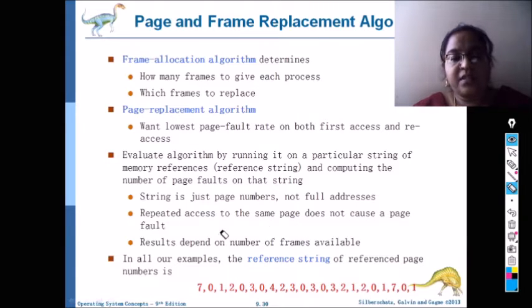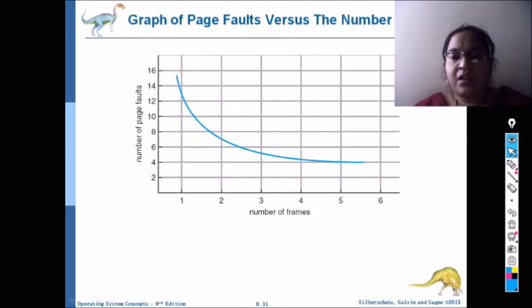Results depend on the number of frames available. The first reference may be a page fault, but if you are repeatedly accessing the same page, it will not be a page fault. We are taking this particular reference string in all our examples and checking what page faults we are going to have. Here you can see a graph: the number of page faults is higher when we have fewer frames. As the number of frames increases, the page fault rate goes down, but after some time it remains constant.